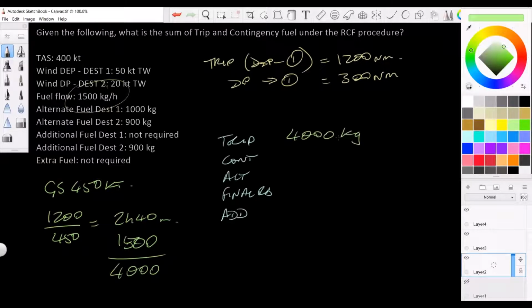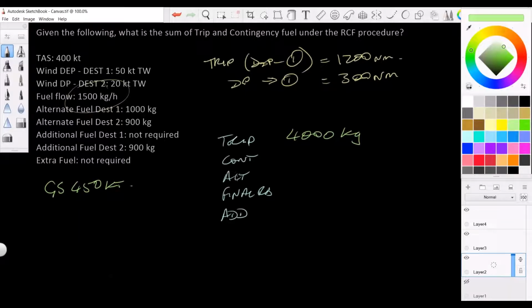4,000 kilograms. So I'll just scrub this calculation because we need to recalculate now for the contingency fuel, because it's only for the last 300 nautical miles. So reduced contingency fuel, you only need contingency from the decision point to destination 1. So 300 nautical miles, we're still doing 450 knots.